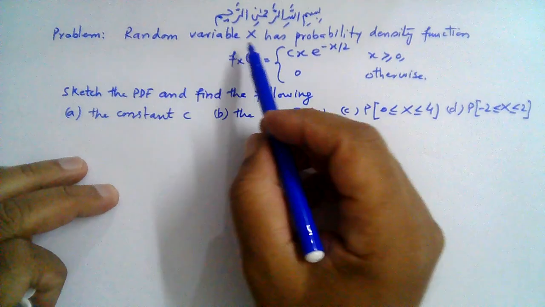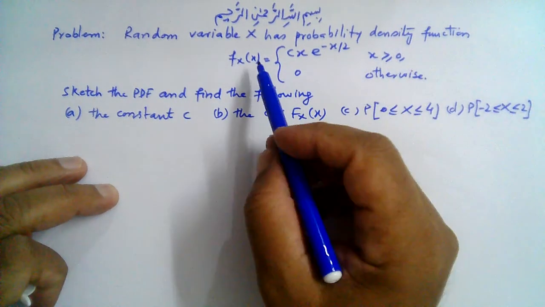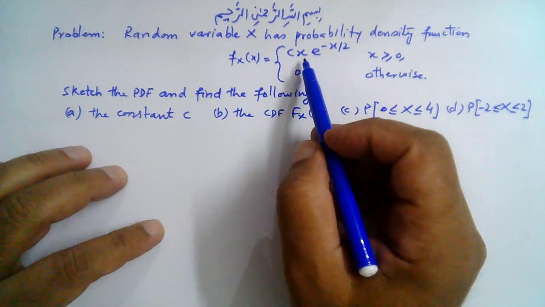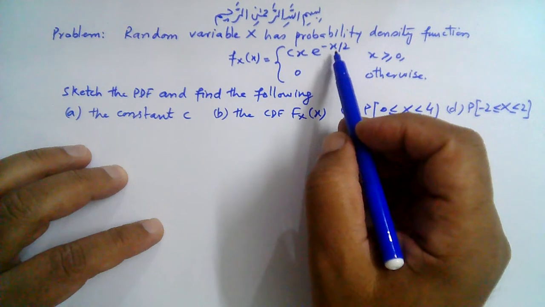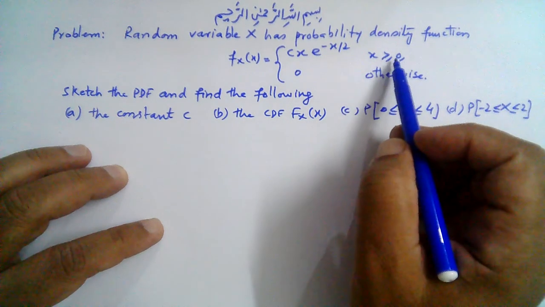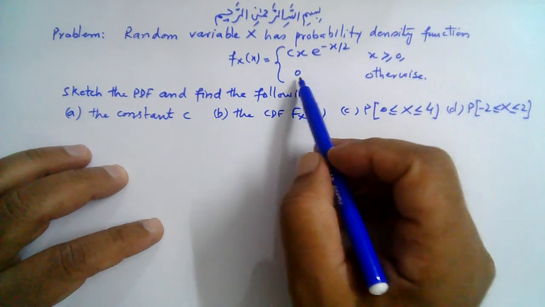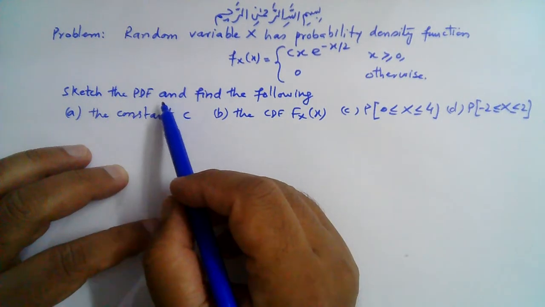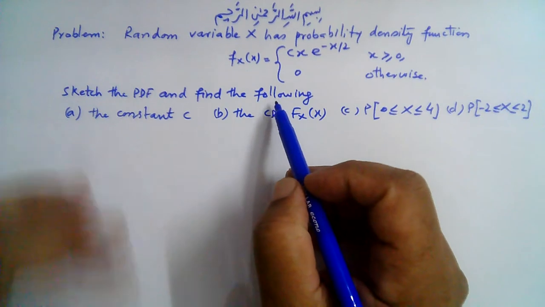Random variable x has probability density function given below. Fx of x is equal to cx e raised to the power minus x over 2 when x is greater than or equal to 0, and this is 0 otherwise. Sketch the PDF and find the following.